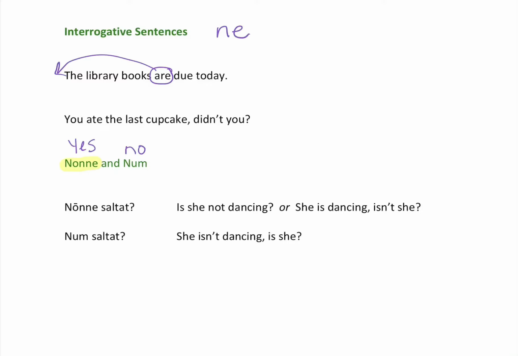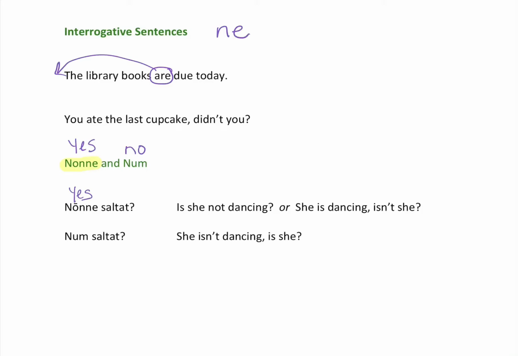So if I said nonne saltat, that means I'm expecting the answer to this question to be yes. And there are a couple of ways I can ask that. Is she not dancing? Well, yes, of course she is, right? You're expecting a yes. You may get a no, but you're expecting a yes answer. Or, she is dancing, isn't she? Like she's supposed to be. She's right over there, I'm just confirming. So I'm expecting a yes answer.